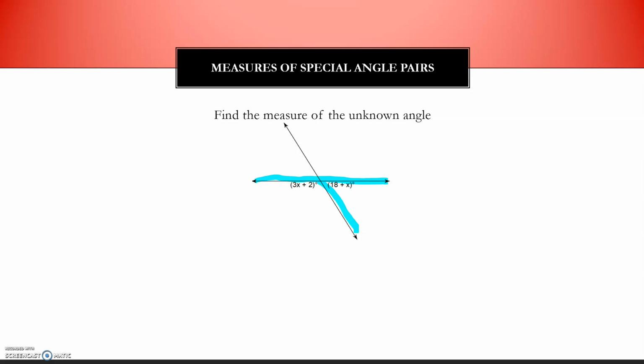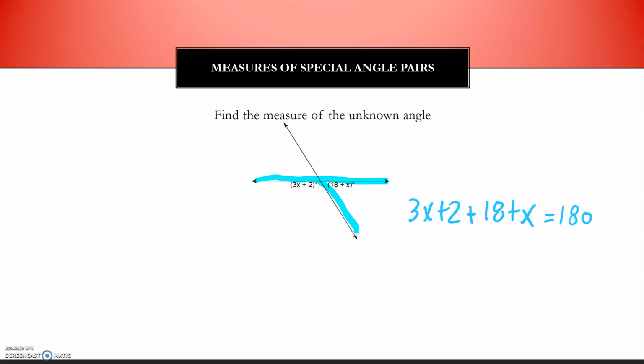I'm going to take those two pieces, 3x plus 2 equals 18 plus, whoops, I did the one thing that I always tell my students not to do. We know it's a linear pair, so we know that it is supplementary. We don't know that they are equal, so I shouldn't have put that equal there. I have to add them together, and they should be 180.